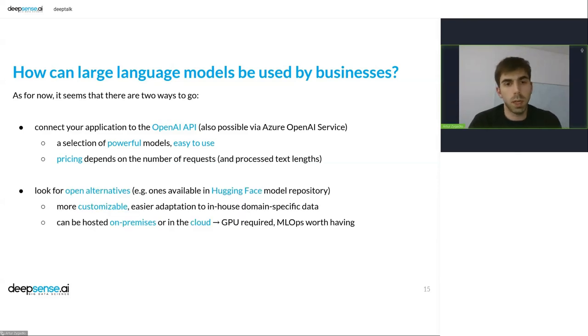If you don't want to go with an API, if you want more flexibility, more customization, you can look for more open alternatives. For example, those that are available in the Hugging Face model repository. As I said, they are more customizable and allow easier adaptation to your needs, to your in-house domain-specific data. Such models can be hosted both on-premises and in the cloud, depending on your preference. But please remember that in order to fully benefit from an LLM, you have to make sure you have a powerful enough GPU, and it's also worth having an MLOps strategy or best practices implemented.